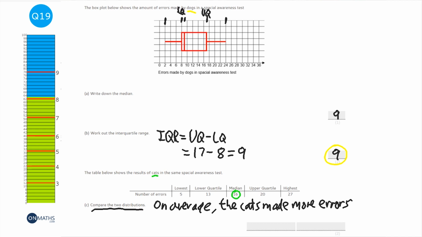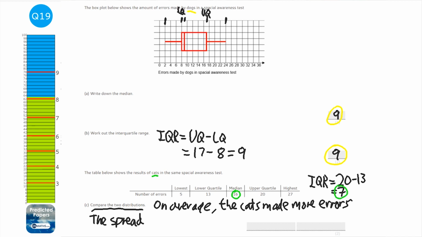Okay, the second one is comparing the interquartile ranges. So I'm just going to show the examiner that I'm doing the interquartile range of the cats. So it's going to be 20 take away 13, which is 7. So let's compare them. The cats had 7 and the dogs had 9. So I would say something like the spread of the errors was larger for dogs.